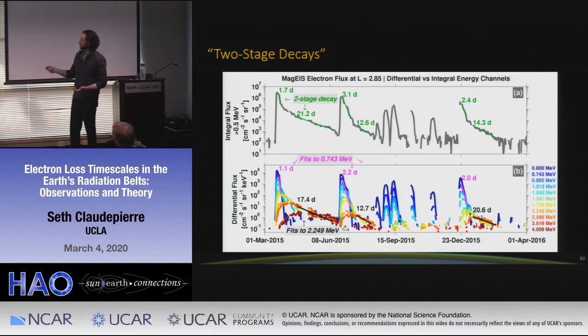Almost all of those reports of two-stage decays came from integral flux measurements. What we've done here is we've taken the MAGEIS data and computed integral flux above half an MeV and looked at this. But now what I'm showing down here is the differential fluxes for the same energy range. And what you can see here is that the fast initial decay is governed by the lower energy electrons, and the slow decay by the higher energies. So it's basically what I was describing today, the very dramatic change in particle decay timescales as a function of energy.